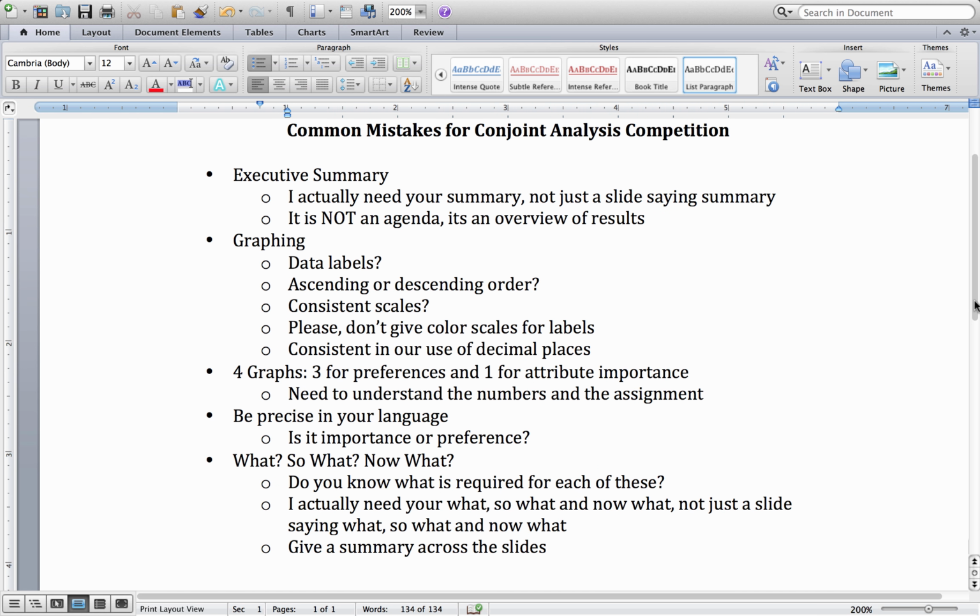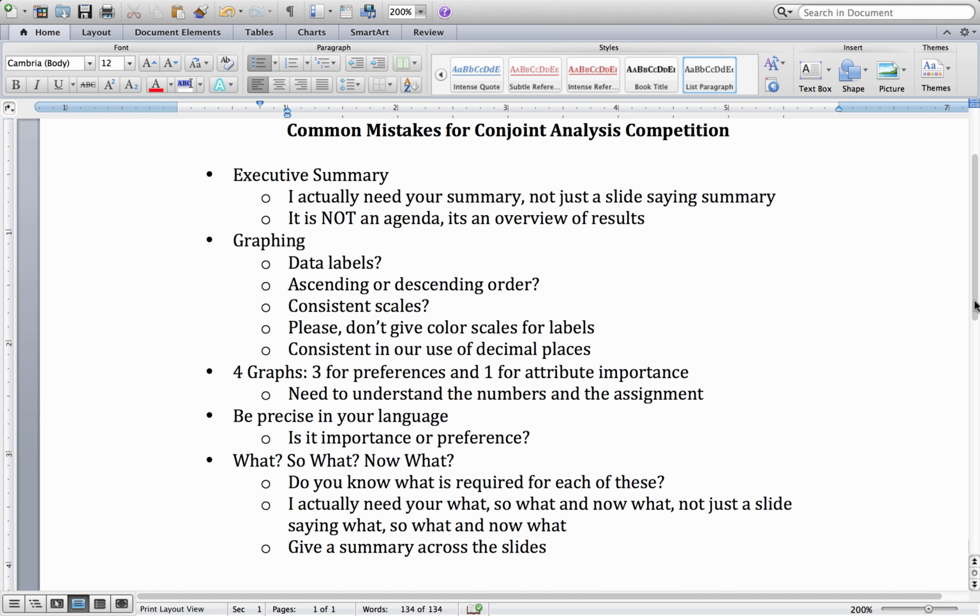And then what, so what, and now what. Here again, I actually need this. Some people just put up a what, so what, now what slide and don't actually interpret the data. You have to interpret it. And do you know what is required for each of these? What are the key findings? What are the highlights from that graph? The so what is giving it meaning, giving the interpretation.